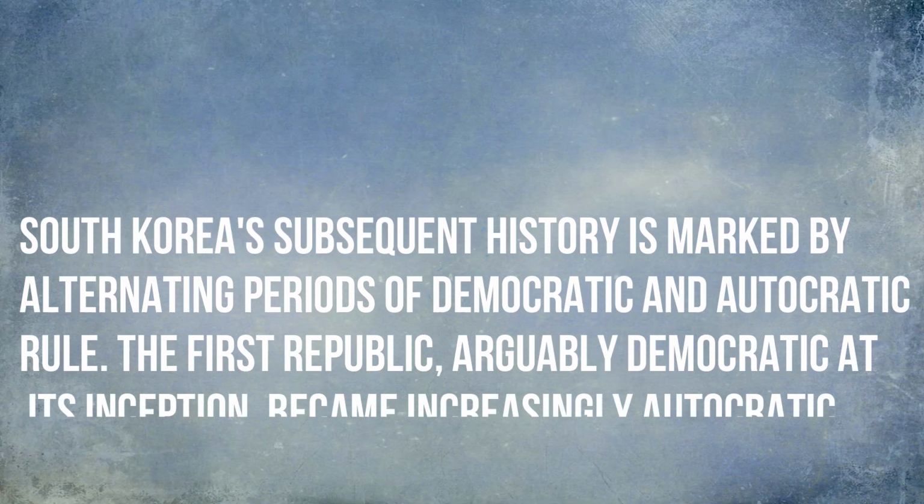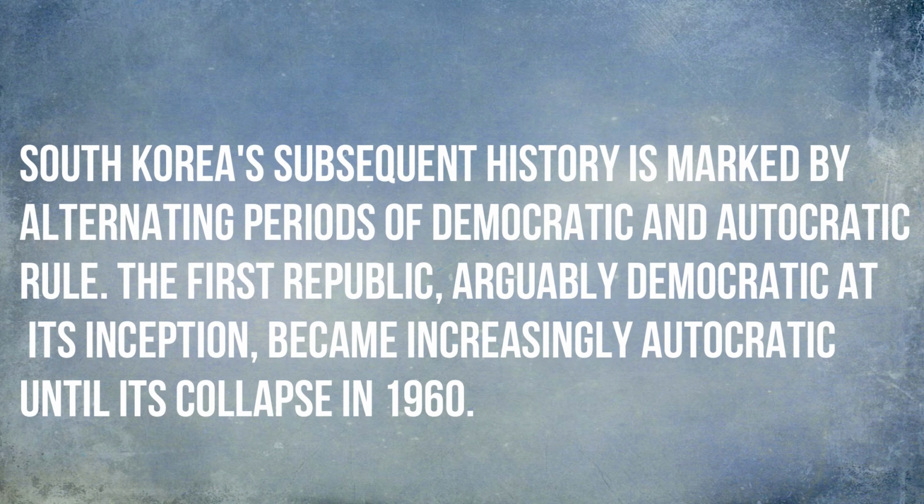South Korea's subsequent history is marked by alternating periods of democratic and autocratic rule. The First Republic, arguably democratic at its inception, became increasingly autocratic until its collapse in 1960.